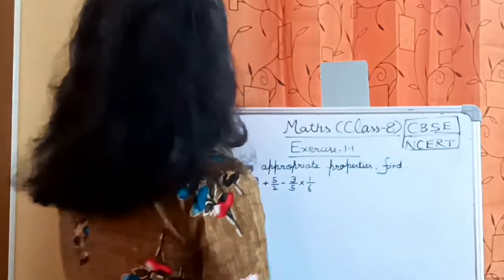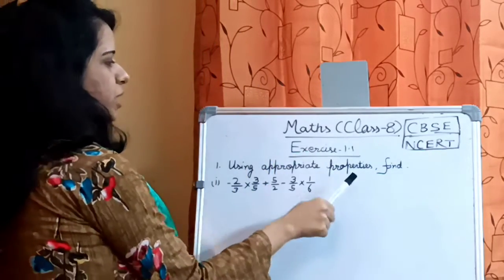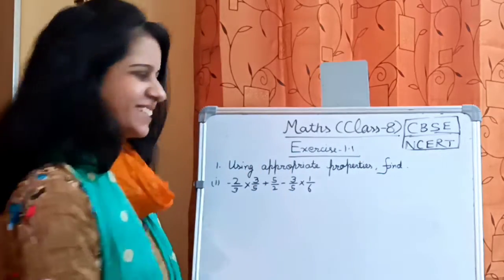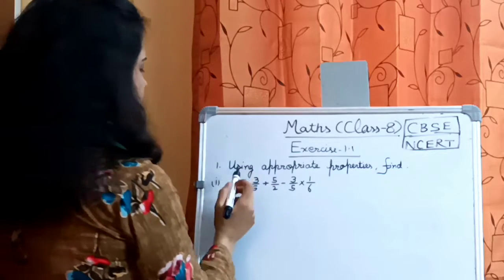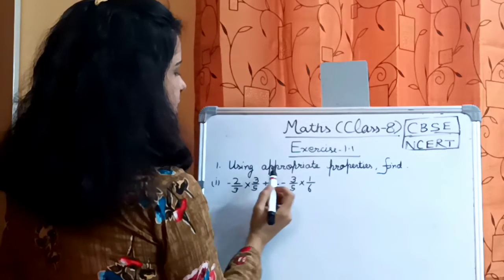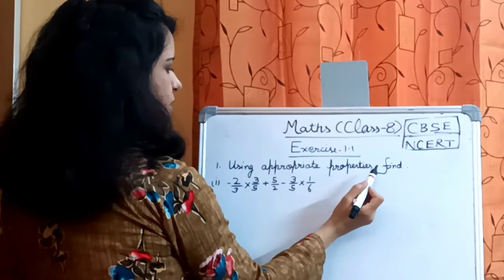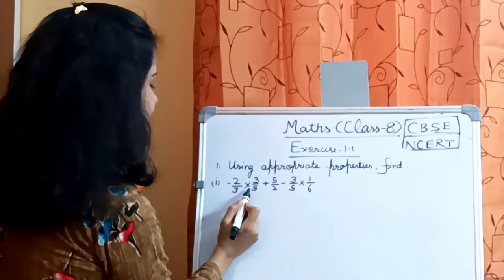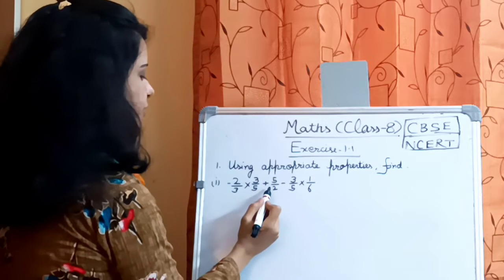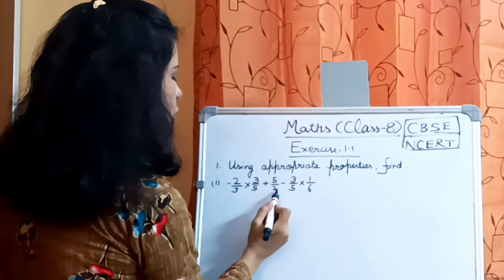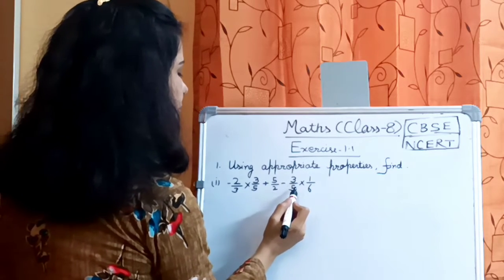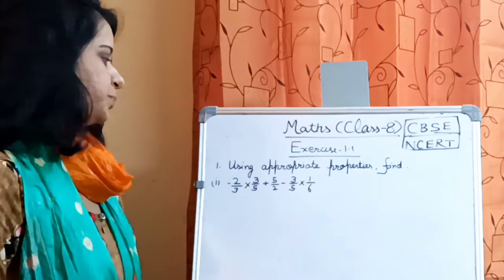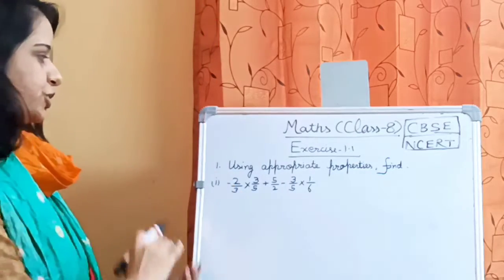Today we'll do exercise 1.1 of class 8 maths. So let's start. The first question is, using appropriate properties, find minus 2 upon 3 multiply 3 upon 5 plus 5 upon 2 minus 3 upon 5 multiply by 1 upon 6. Okay students, this is our question.